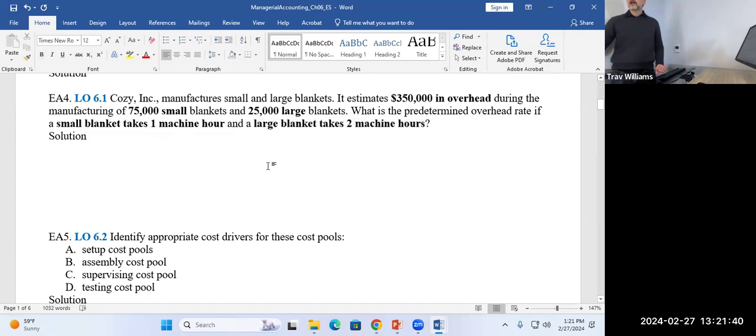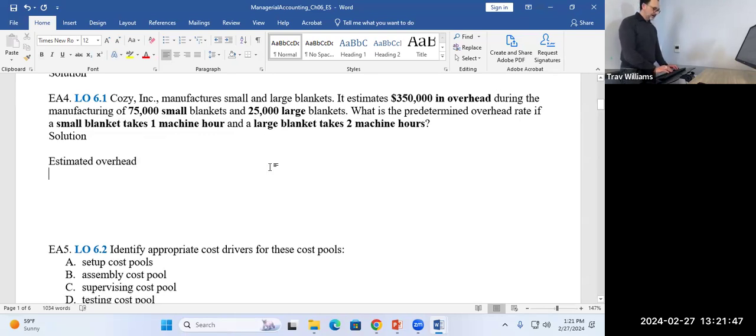So I'm going to remind you of the formula. We take our estimated overhead divided by what?